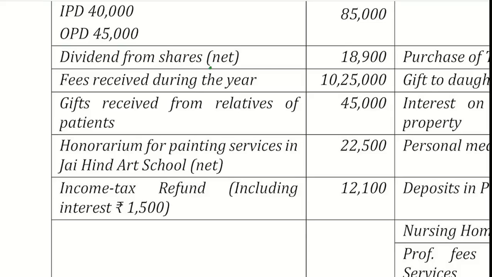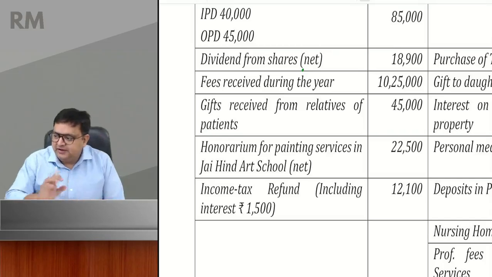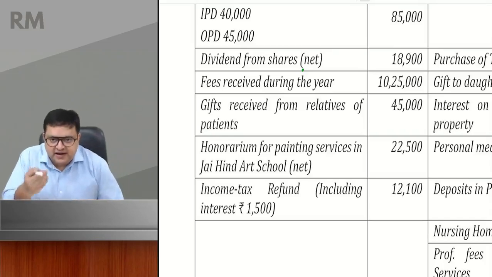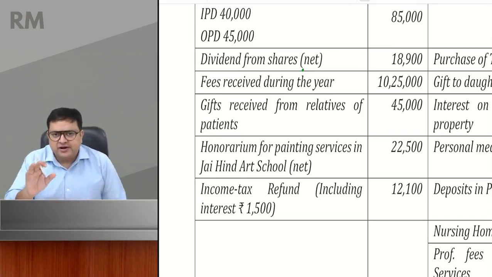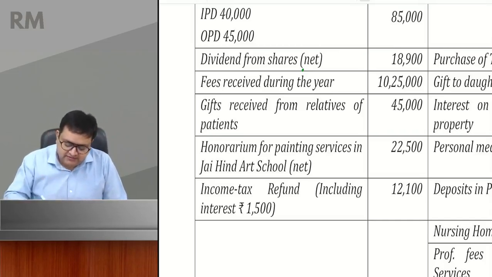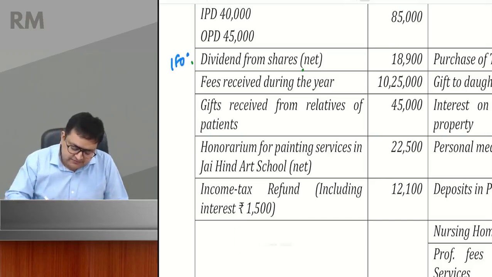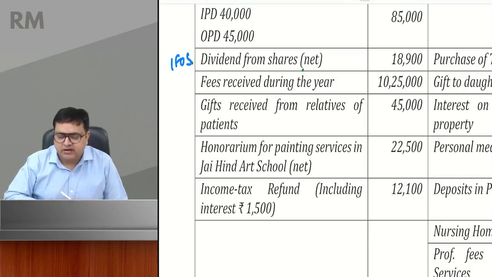Dividend from shares. First of all, tell me dividend on shares. It is written net or gross. I don't require it right now. But first of all, tell me, is it your PGBP or is it your IFOS? So we all know it is my IFOS income. Correct.